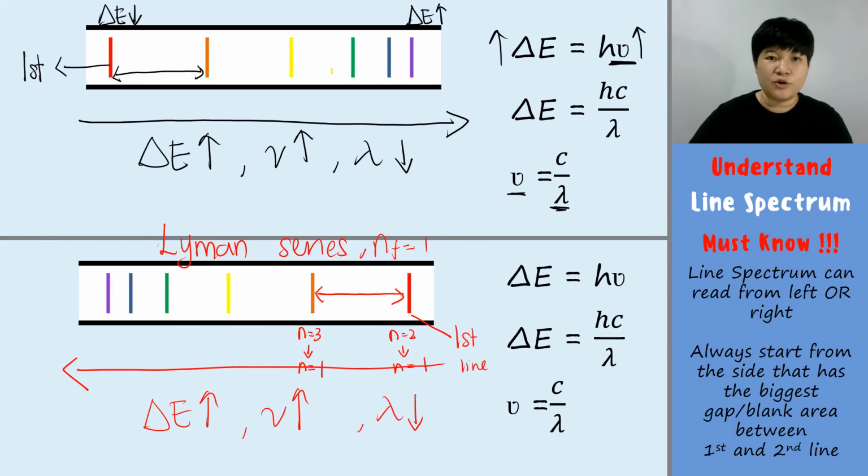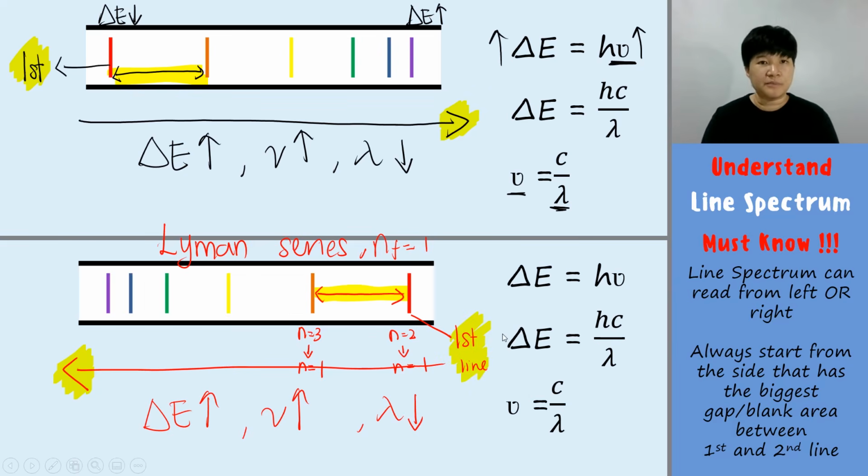So please be extremely careful on how you read your line spectrum. Always find the biggest blank area. We always start with the biggest blank area. The biggest blank area will give rise to the first line of the line spectrum. Make sense? Simple? Alright, let's try a few examples.